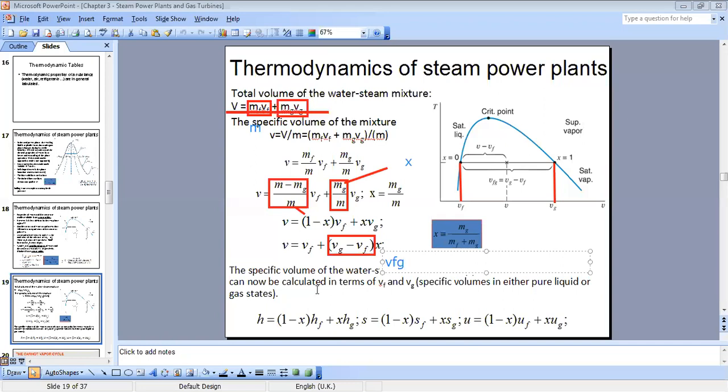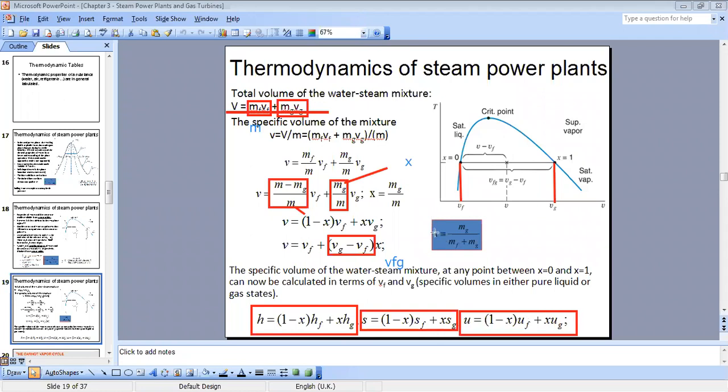Okay, and as we did for the specific volume, we can do the same analogy for all properties. So if I give you X and you want to find the enthalpy, for example, you use this formula that h is equal to (1 minus X) times h of the fluid plus X times h of the gas. Okay, and the same for the entropy, the same for the internal energy u. This is why the quality is very important when your point is inside the curve. Okay? Any question on this?